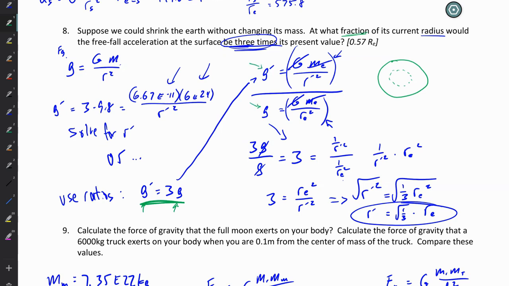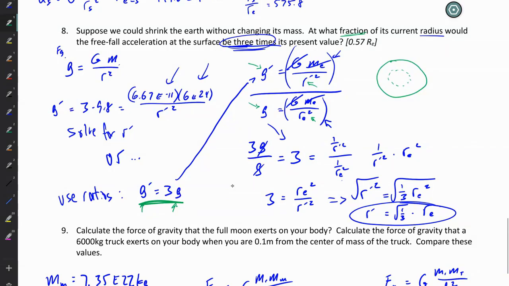Well, g prime is going to be based on the new radius, and the original g is going to be based on the existing Earth's radius. So we've got the gravitational acceleration, and we're leaning on this formula again. The gravitational acceleration, wherever you are, is equal to big G times the mass of the planet divided by r squared. And so we're setting our g's equal to that formula, and then finding the ratio of one formula to the other.